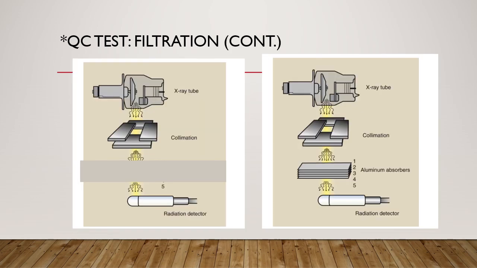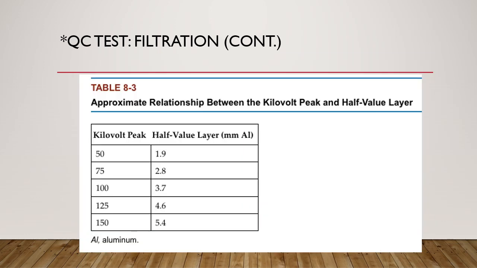So on the left-hand side, we take an exposure without any aluminum in the path. Then we take an exposure with aluminum in the path on the right, and then the actual radiation dose to the detector would be cut in half, which is why it's called the half value layer. And then the approximate relationship between kVp and the half value layer is that as you increase kVp, the half value layer also increases. So they're directly proportional.